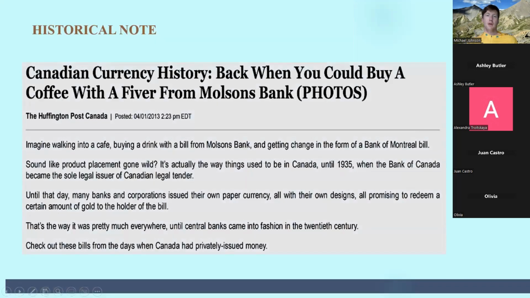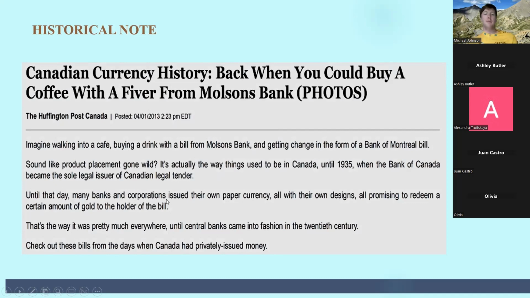So, historical note. Imagine Canadian currency history back when you could buy a coffee with a $5 bill from Molson's Bank. Imagine walking into a cafe, buying a drink with a bill from Molson's Bank and getting change in the form of a Bank of Montreal bill. Sounds like product placement gone wild. It's actually the way things used to be in Canada until 1935, when the Bank of Canada became the sole legal issuer of Canadian legal tender.